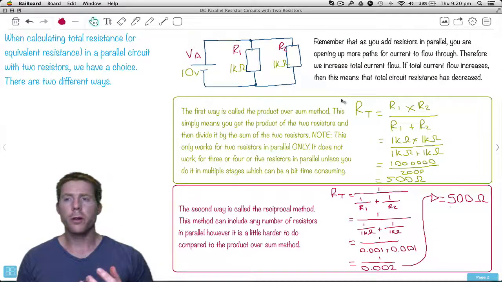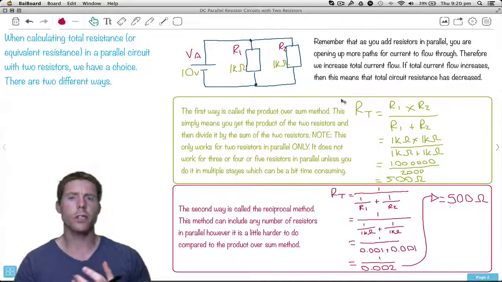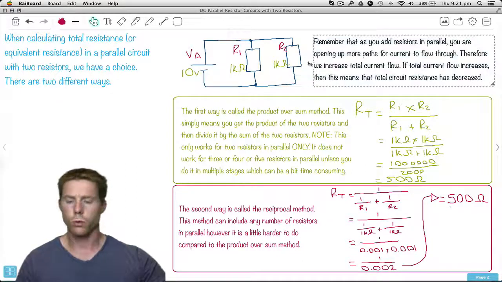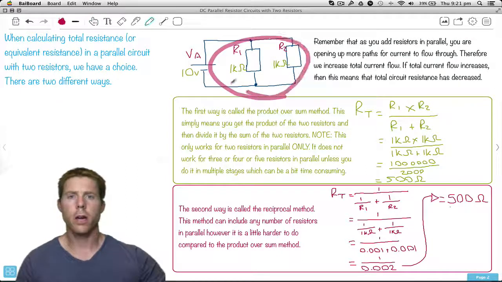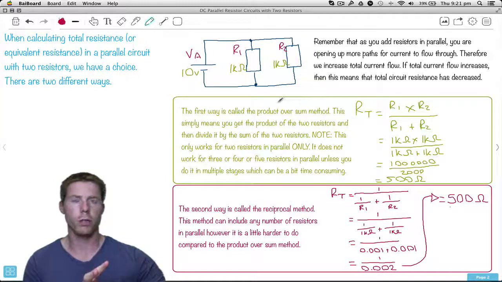Okay, so I've written a whole heap of notes here. You guys can download this as a PDF from the resources section, which I think will help. Now we're going to be looking at two different ways of figuring out how much total resistance there is. Let's do this properly. How much total resistance there is when we just have two resistors in parallel with each other.